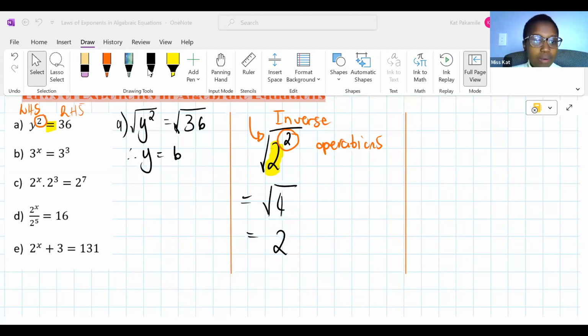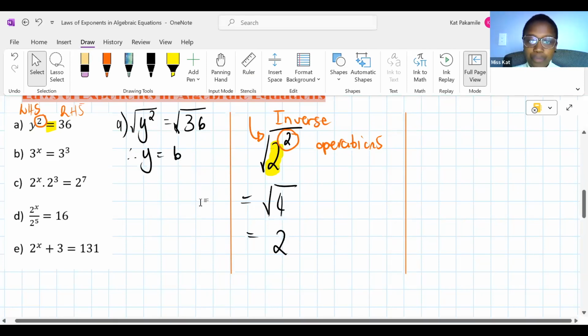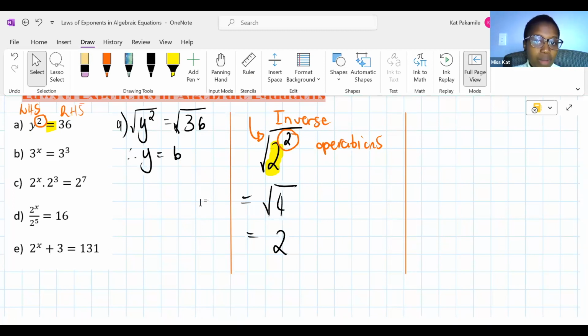Everyone else, how are we feeling about the first one? Remember, you are interpreting the equation, okay? If something squared is equal to 36, then that something has to be 6. There is no other number squared that will equal 36. Angel. Hi, Angel. Hi, ma'am. Where did I lose you?